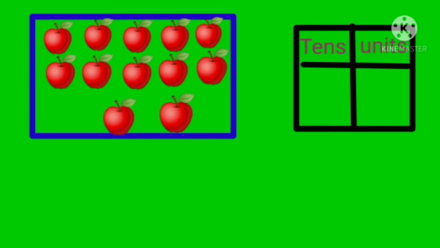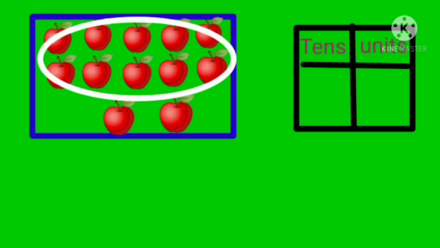First, let us make a bundle of 10 and fill the number of bundles we get in tens place. Here we have one bundle. Let us draw a circle around it. In tens place, let us write 1.